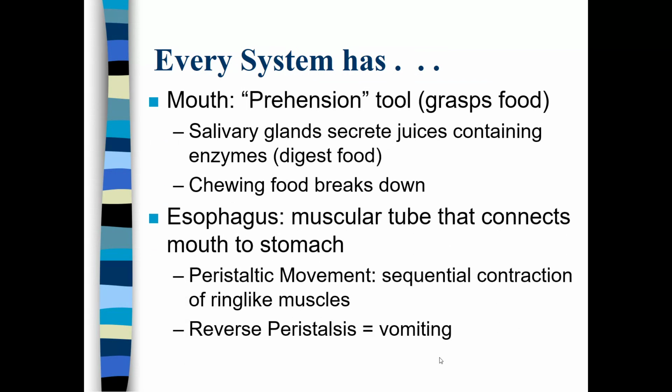Each of the systems we're going to talk about have a few things in common, and so I'd like to cover a couple of those to begin with because we'll start there every time. The first is that every mammal, actually every animal we're studying has a mouth, and a mouth is considered a prehension tool in that it grasps the food. If you even contemplate your own human experience, you know that there is saliva in your mouth. And so the glands that exist in animals' mouths secrete juice that contains some enzymes that begin the digestion of food.